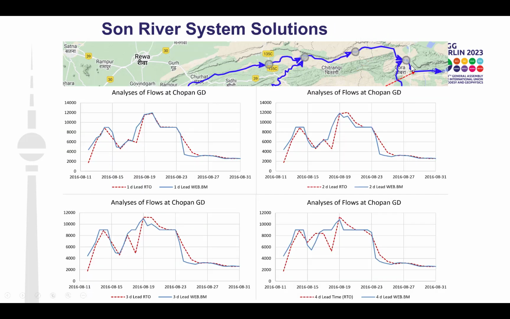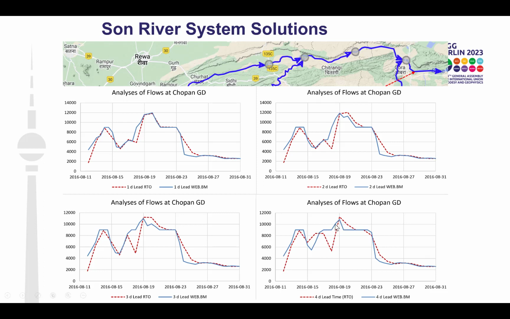The final solutions at the downstream river reach are shown for 1 day lead time, 2 day lead time. You can see the comparison between the two models, the WebEM being the blue line and the Kister's RTO model having the red dashed line as its representation, and the peak flows are relatively similar. The total value of damage function, however, is both the peak and the duration of the time when the flow was above 9,000 cubic meters per second.